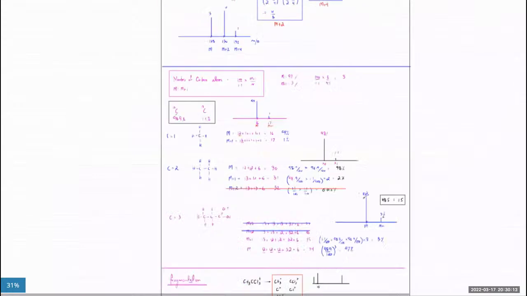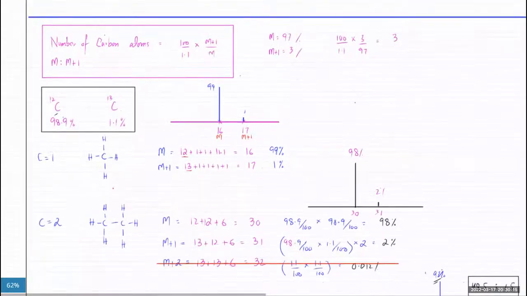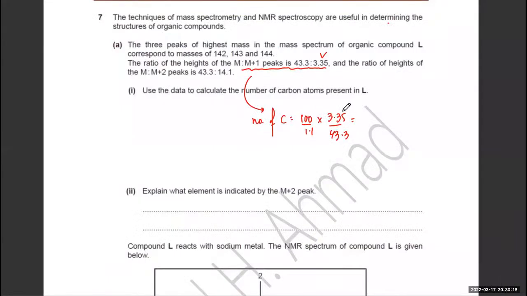What are the figures then? This one, 3.35 divided by 43.3. That gives seven, so we've got 7 carbon atoms. That's a big number, because if you have a lot of carbon atoms there are a lot of combinations, and it's harder to figure out what the molecule is. So this is a slightly more difficult question.